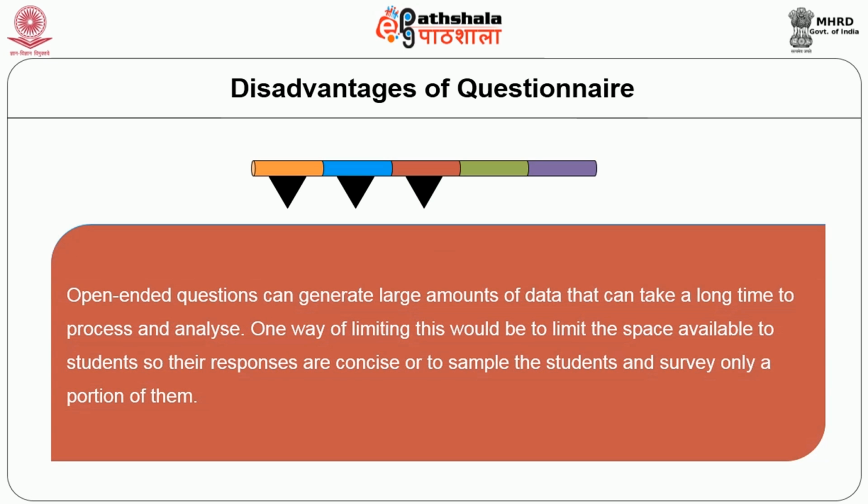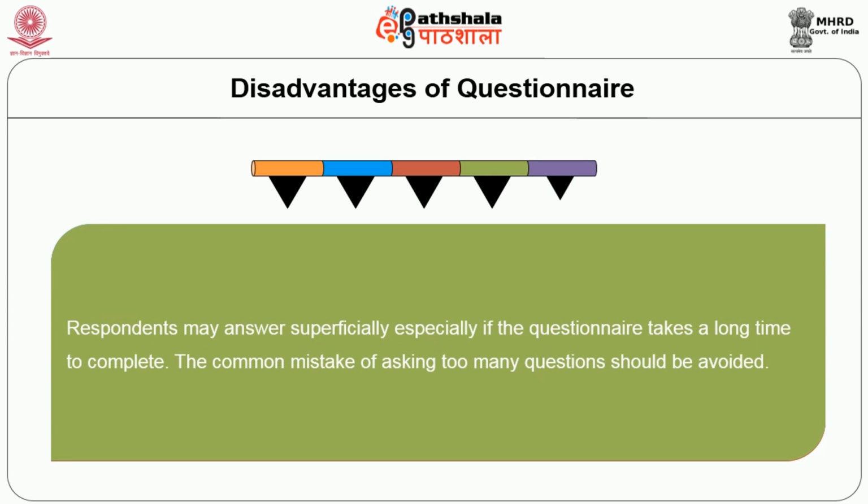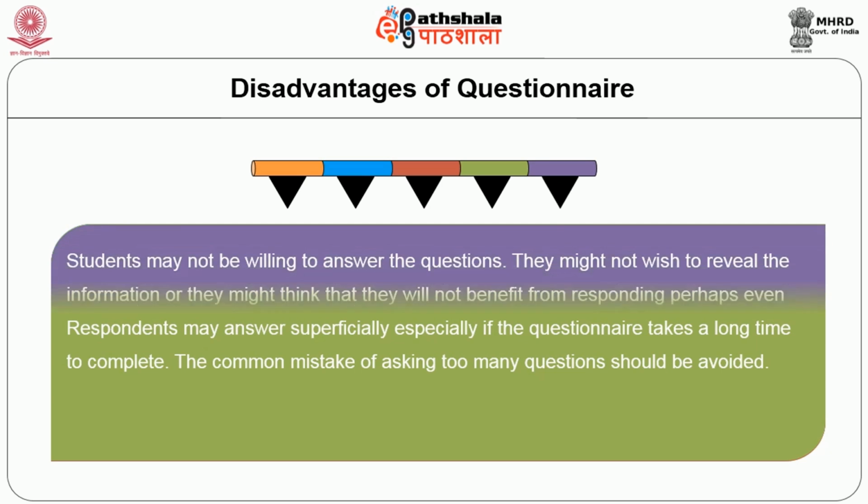Open-ended questions can generate large amounts of data that can take a long time to process and analyze. One way of limiting this would be to limit the space available to students so their responses are concise, or to sample the students and survey only a portion of them. Respondents may answer superficially, especially if the questionnaire takes a long time to complete. The common mistake of asking too many questions should be avoided.